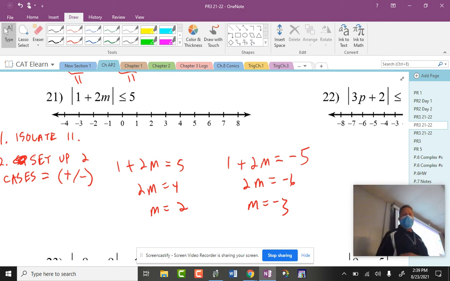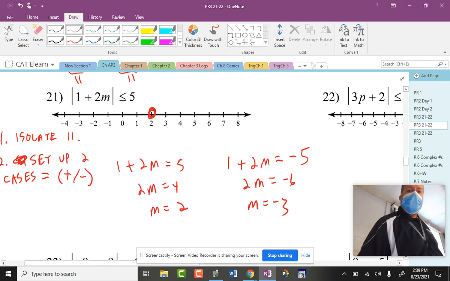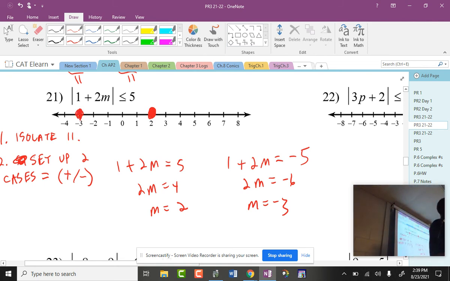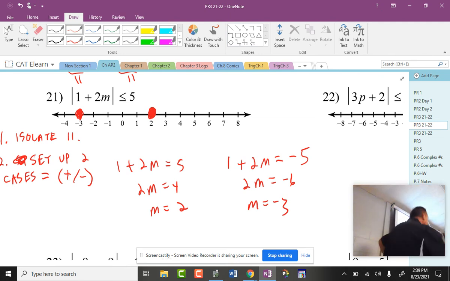Closed because it's equal to. That means 2 is a solution, and that means negative 3 is a solution. Just like when Dave said, when he had the equal sign, he said 4 does work, and negative 4 does work on that m is greater than or equal to 4. Right? So those are closed.